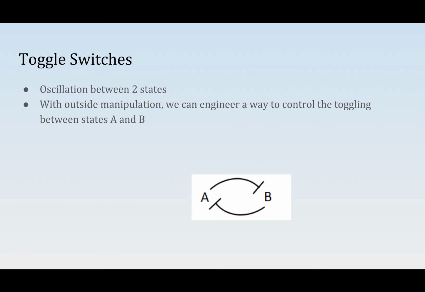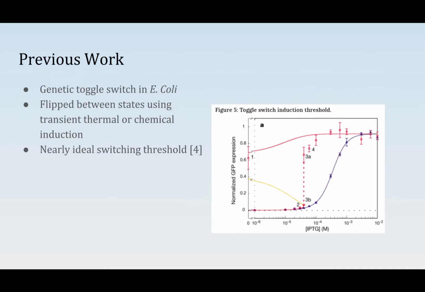And shown here is a general idea of a toggle switch, and there's oscillations between two states, and these oscillations can be easily controlled through outside manipulation. But what would the setup look like? And that's what I'll be going over. So some previous work that's already been done on toggle switches includes one that's been designed in E. coli. And the main thing to note about this work is that it has nearly ideal switching threshold. We will explore a different design involving phosphorylation as a method for toggling.